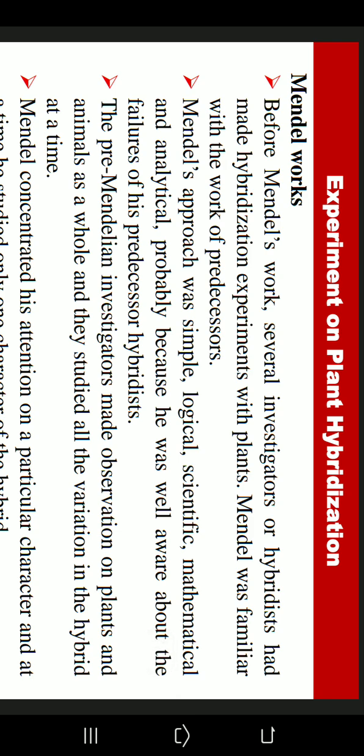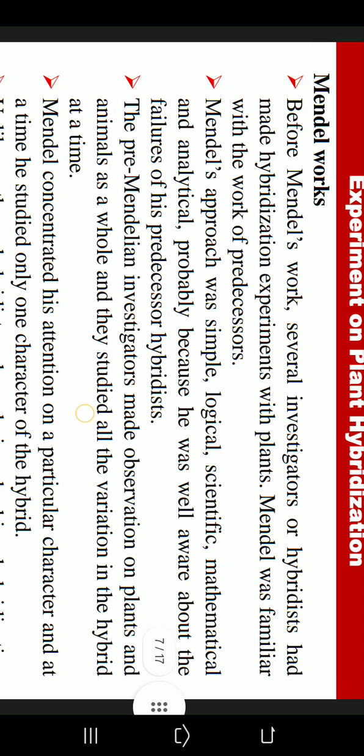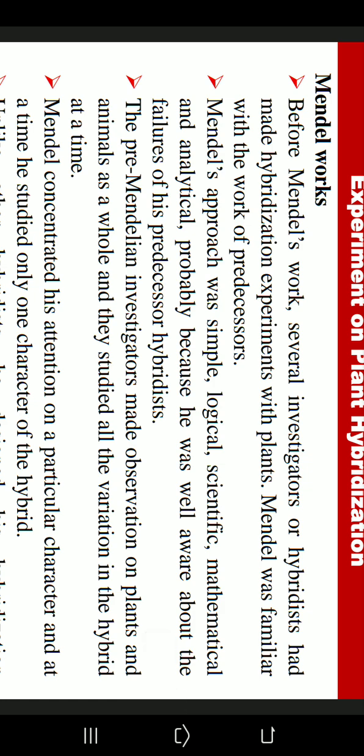Before Mendel's work, several investigators or hybridists had made hybridization experiments with plants. Mendel was familiar with the work of his predecessors. Mendel's approach was simple, logical, scientific, mathematical, and analytical, probably because he was well aware of the failures of his predecessors' hybrids. The pre-Mendelian investigators made observations on plants and animals as a whole, and they studied all the variation in the hybrid at a time.